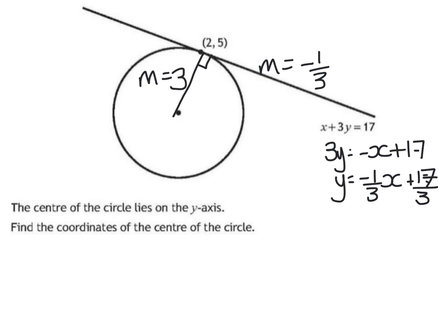Now, what we have to then do is work out what the centre of the circle is. This is a point where some people might go a little bit blank and not know how to do this, but there's another bit of information I've not read. It says the centre of the circle lies on the y-axis, right? So if the centre of the circle lies on the y-axis, that means that its coordinate is 0 something.